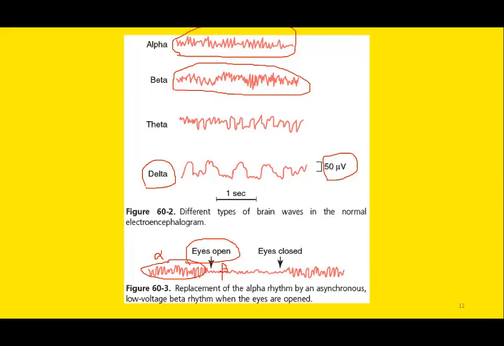So opening or closure of eyes will determine the EEG pattern. So when you open your eyes, alpha waves are replaced by beta waves. And when you close your eyes, again beta wave pattern will be replaced by the alpha ones. And this replacement of alpha wave pattern with desynchronized low voltage beta wave pattern is known as desynchronization.